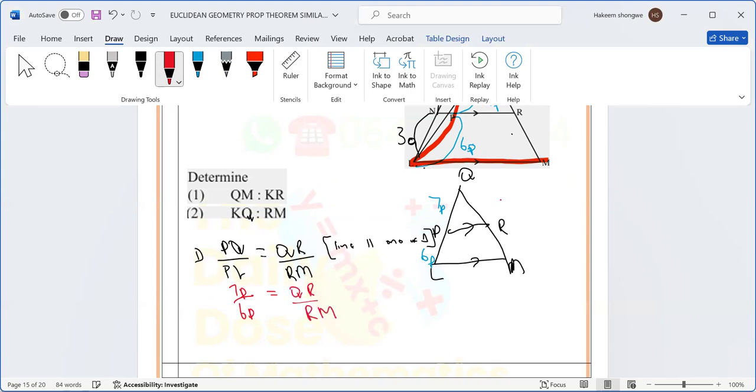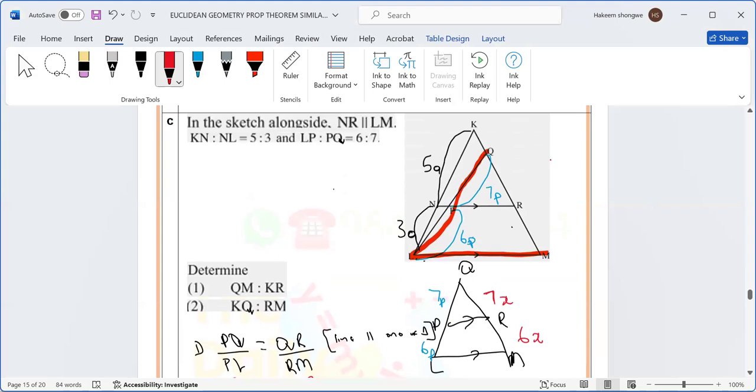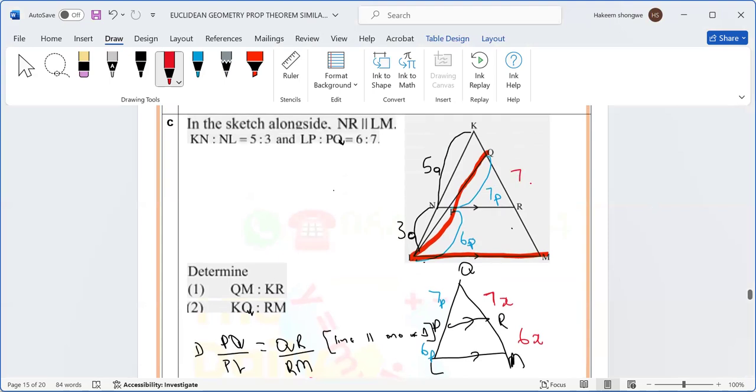Okay, let's put it on our diagram then. I need to update this one. So this is going to be 7, and this one is 6. What letter should we use? X. So 7x and 6x. Let's also update it on the bigger diagram. So we have 7x and 6x.